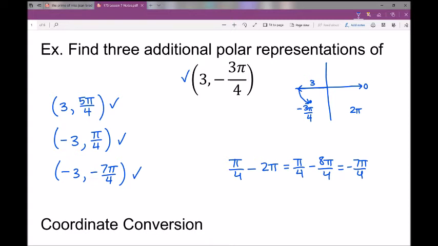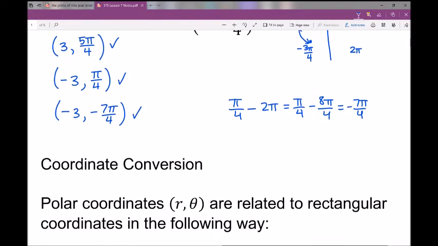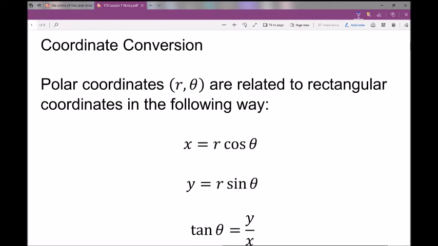So those are some ways that you can find different names for the same point. Okay, so what we're going to look at next is, what if we had something that was in polar coordinates, or something in XY coordinates, which we sometimes call rectangular, because your grid is, of course, in a box or rectangular shape.